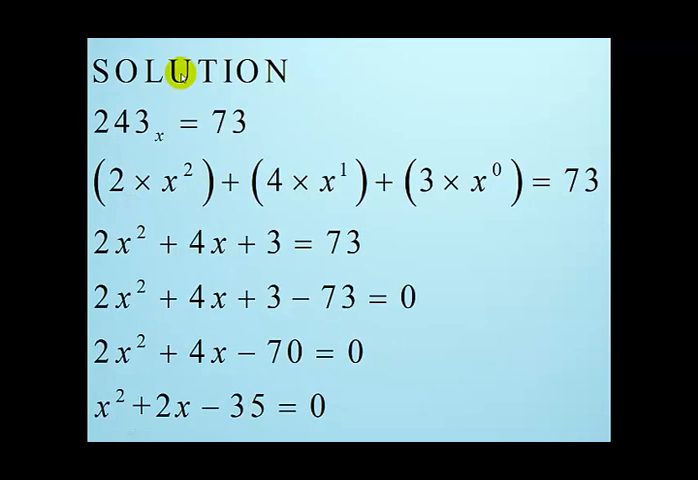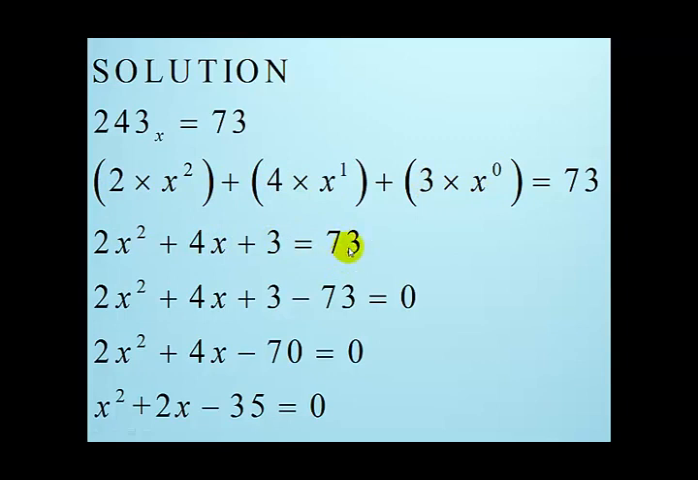Now solution: given 243 base x equals 73, we need to multiply the digit by the base. So we have 2 times x plus 4 times x plus 3 times x. Then after multiplying the digit by the base, we raise the base to an exponent from right to left, starting from 0. So we have 0, 1, 2. So now 2 times x squared equals 2x squared, plus 4 times x equals 4x, plus now x raised to the power 0 equals 1. So 1 times 3 equals 3. This is equal to 73.